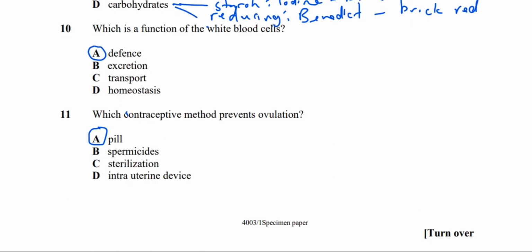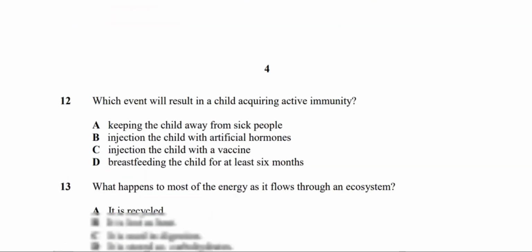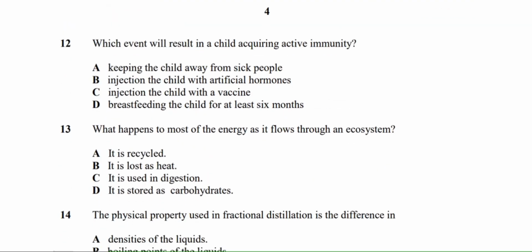Spermicides only destroy sperms, they don't infect, they don't change anything. Sterilization only cuts the tubes which bring the eggs, but not the release of the egg themselves. And the IUD only prevents implantation, so it is the pill.